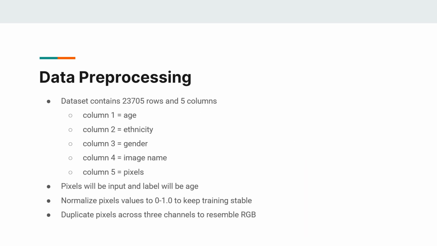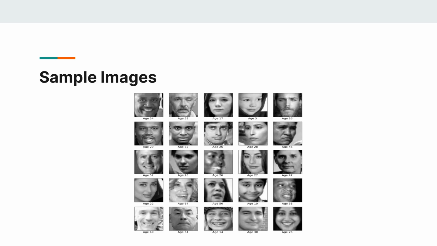Our dataset consists of pixels and ages. Our inputs will be the pixels and the output will be the ages. And we normalize the data and duplicate it across two channels to resemble RGB. This is just some sample images from the dataset.